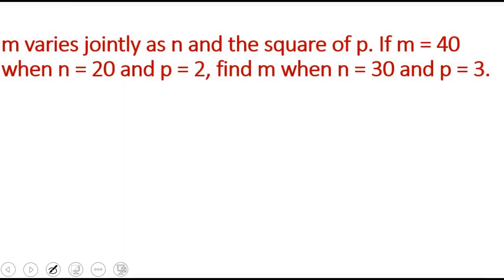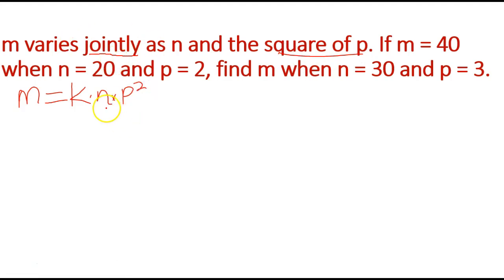And here m varies jointly with n. Again, it's jointly. So you're going to have two variables that m is going to vary with. So m equals, we always have the k, times n, and then times the square of p. So p squared. Again, both of them are jointly, they are together. n and p squared are together.